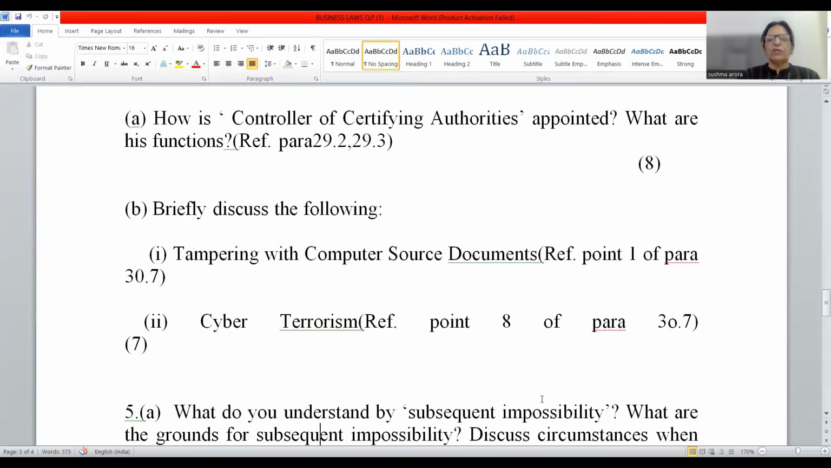Tampering with computer source documents. This particular heading you will find in chapter number 30 as it is given in reference. So one of the offenses, tampering with computer source documents. Nobody has the right to tamper or modify the computer source document. If he does, then there is a penal provision for that. He may be asked to pay specified fine or he may be put in the jail. Then it depends. He has committed the offense for the first time or for the second time. So whatever are the provisions, friends, you must write these provisions.